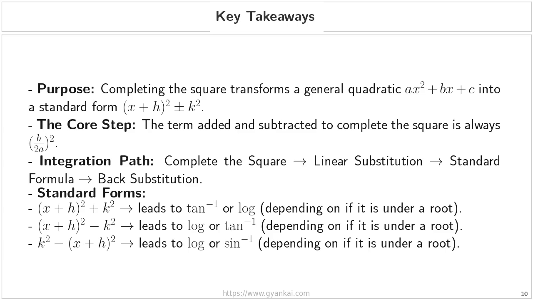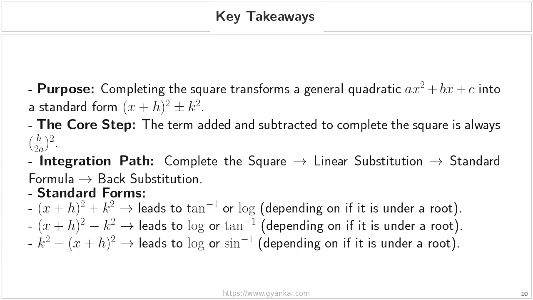Finally, let's look at the standard forms and what types of integrals they lead to. If you have (x plus h) squared plus k squared, this generally leads to either an inverse tangent, that's tan to the power of -1, or a natural logarithm, depending on whether that entire expression is under a square root or not. Similarly, if you have (x plus h) squared minus k squared, you'll also end up with either a natural logarithm or an inverse tangent, again depending on the square root.